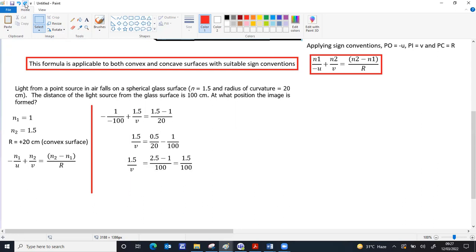You take 1.5 by v, this is solved by 0.5, to the right become plus, then minus finally. Taking LCM, you can get v as 100 centimeters. That means image is found on the right side, 100 centimeter from the pole.